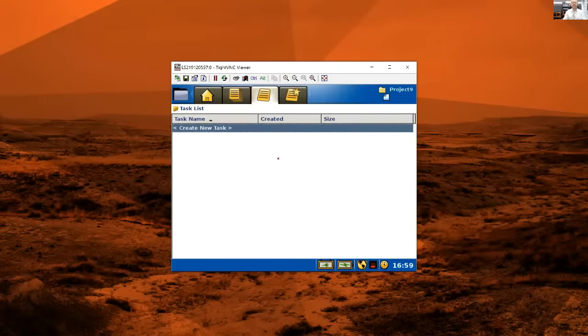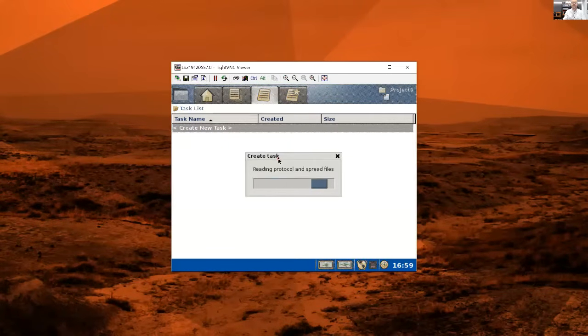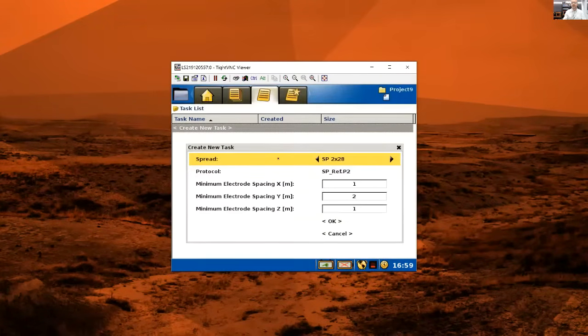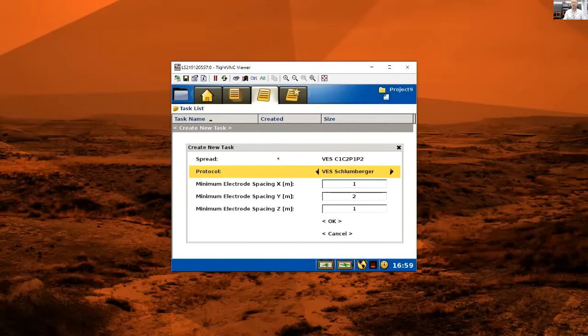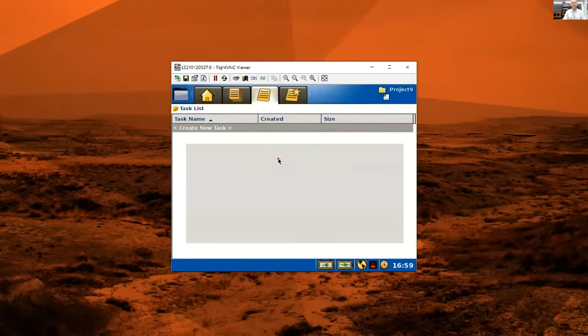And then that will automatically take me to the task page. So a task is just a measurement. So I want to create a new measurement. And it's already set up. So what I do is I just tell the instrument what type of measurement I want to take and what cables I've got attached. So in this instance, I have a set of VES cables attached that are going to use C1, C2, P1, P2, 4 connectors on the end panel. And then I choose which type of VES measurement I want to take. And I'm going to choose a Schlumberger measurement. Say OK.